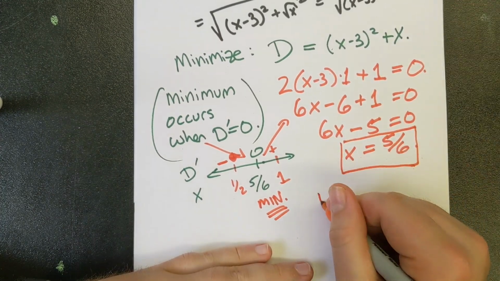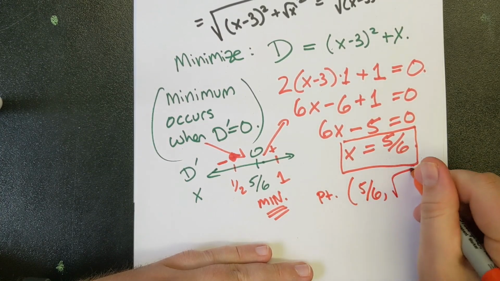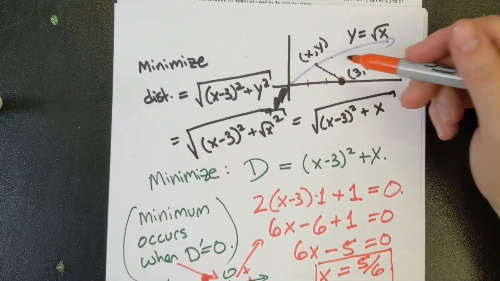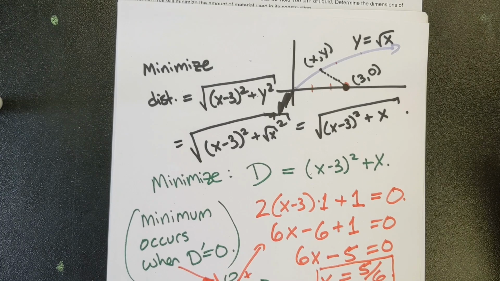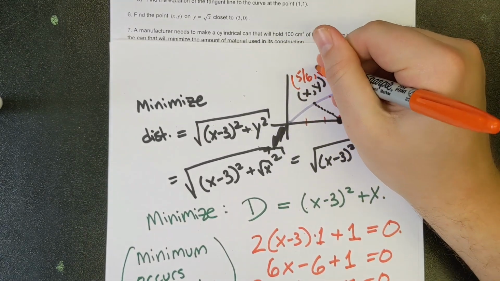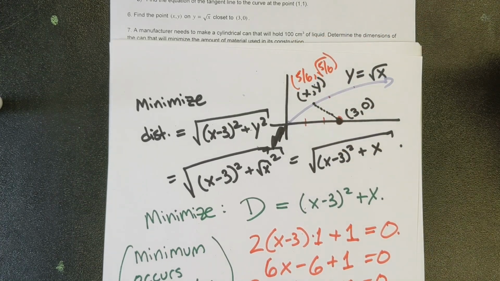Or you would say your minimum is at the point 5 over 6, and then the y value is just the square root of 5 over 6. And so that's the point on here that's closest to 3, 0. It's 5 over 6 and the square root of 5 over 6. Okay.